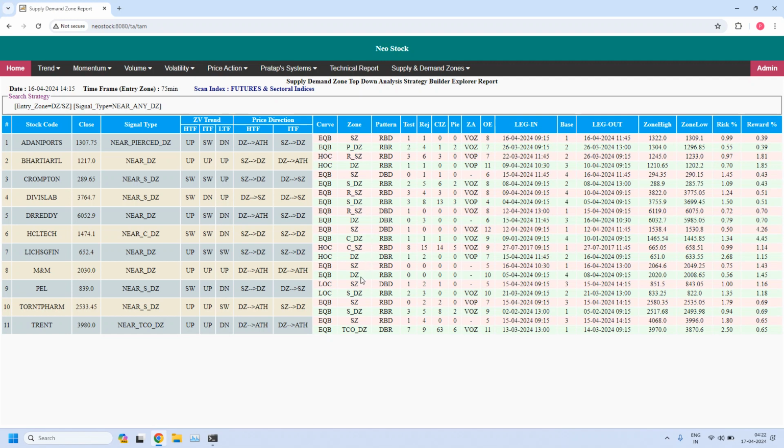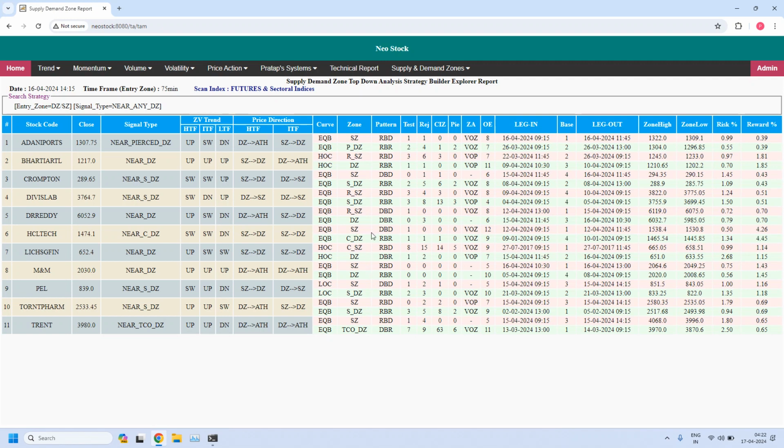Anything else? There is one more, PEL. PEL is a daily high liquidity 75 minutes demand zone, already tested 2 times and 3 rejections. So you need to fine tune this zone. And if you can find a fine tuned 5 minute zone, you can plan a trade. Next one, this is a pierced zone, you cannot plan.